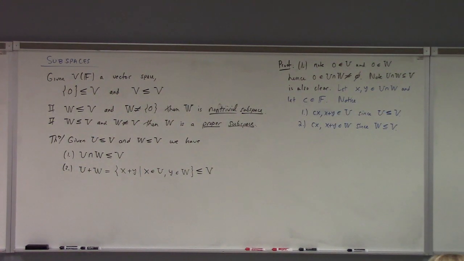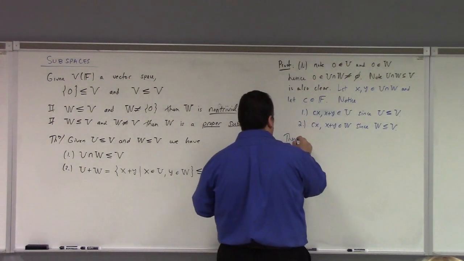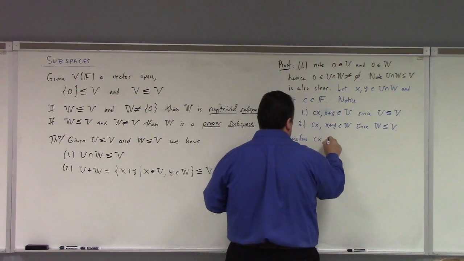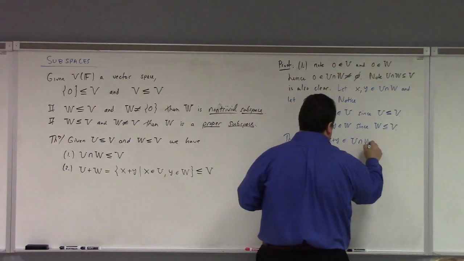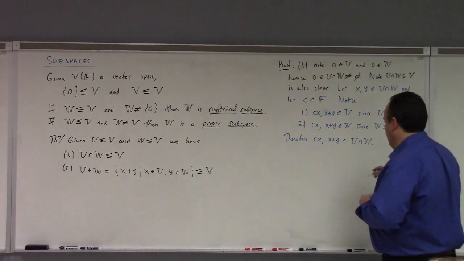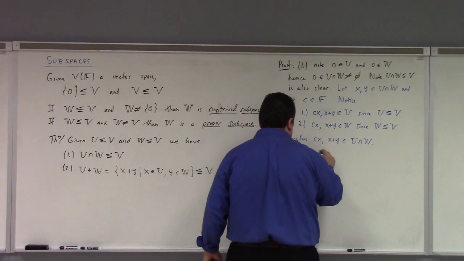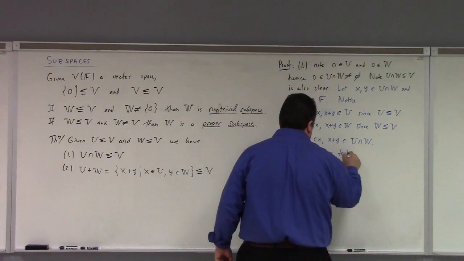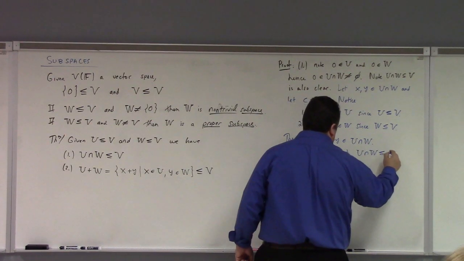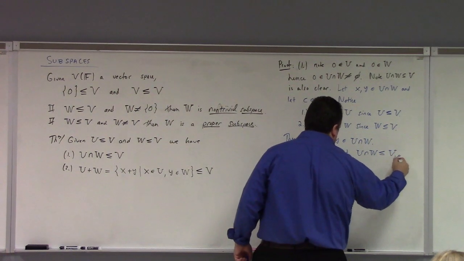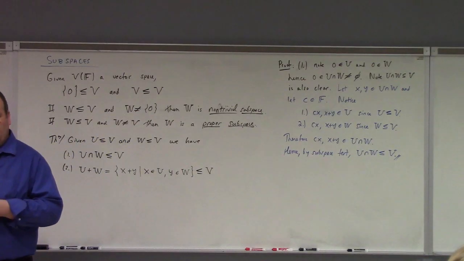What does this tell us? Therefore, Cx and x plus y are elements of U intersect W. Hence, by subspace test, U intersect W is a subspace of V. And there you go. That's all there is to it.